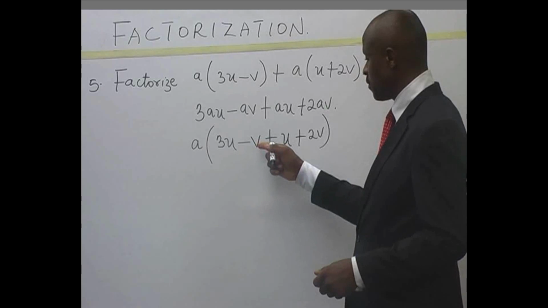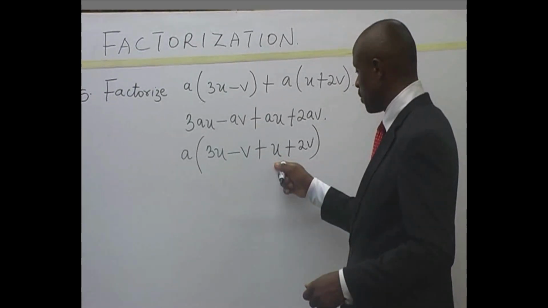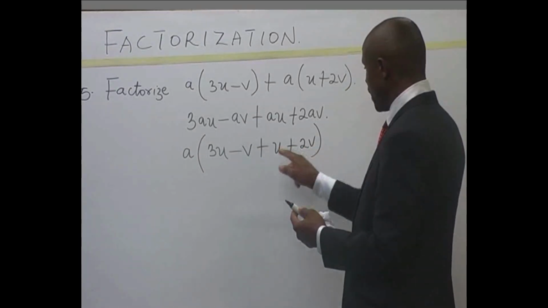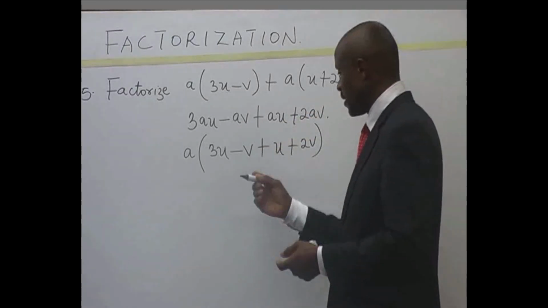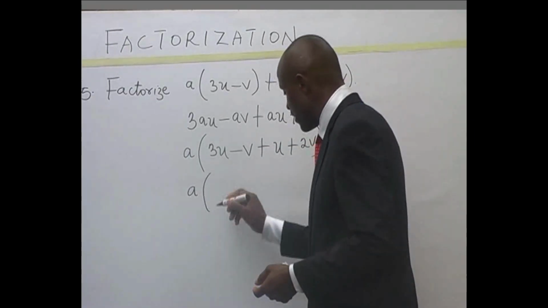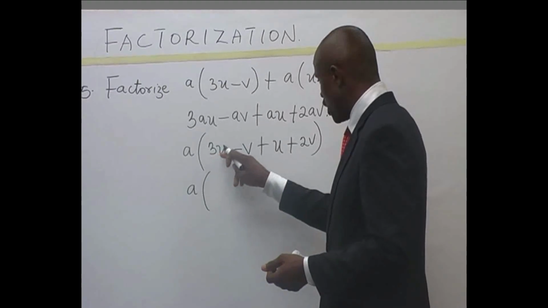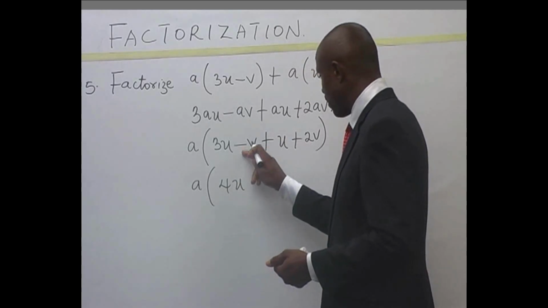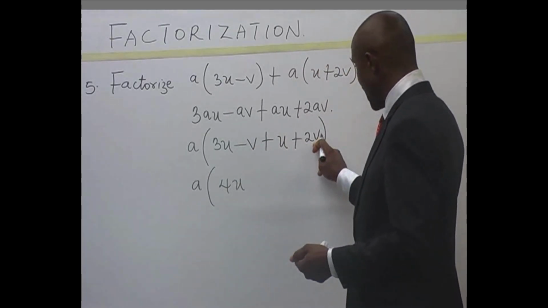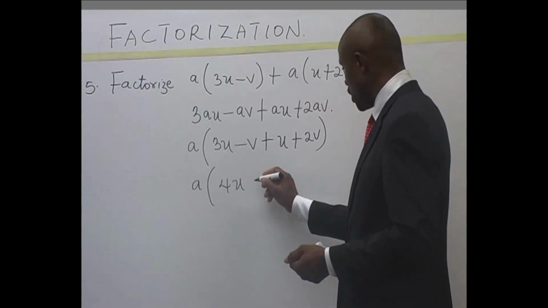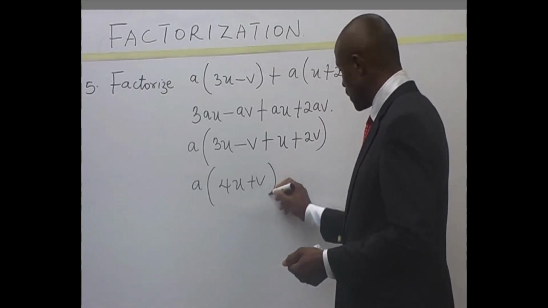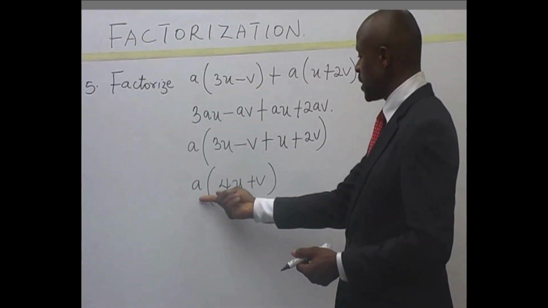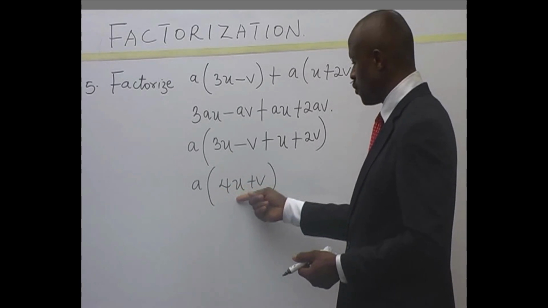Now you have A into 3U minus V plus U plus 2V. You can simplify what you have inside the bracket. A is returned outside. First of all, 3U plus 1U will give you 4U. Then minus V plus 2V is something like 2V minus V, which will give you plus V left. That means the final stage of factorization of this expression becomes A into 4U plus V.